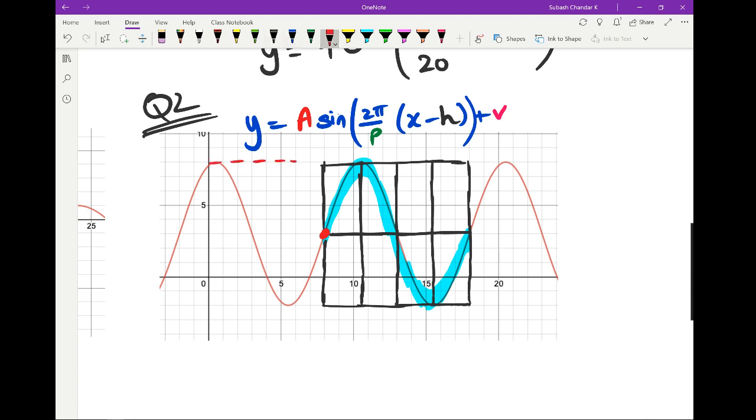For the amplitude, this value here is 8. This value here is 3. So we can say that the amplitude is going to equal 5. Next thing is looking at the period. For the period, this is 8. This is 15, 16, 17, 18. So the period is equal to 10. And as for my H and V, the starting point, which is this one here, I'm going to go with 8 and 3.